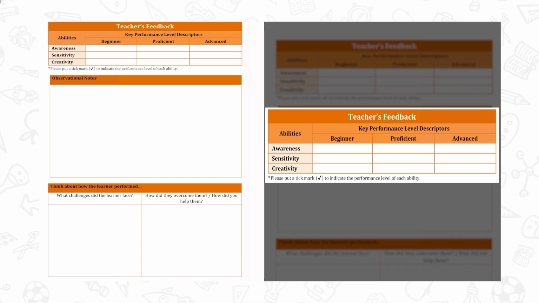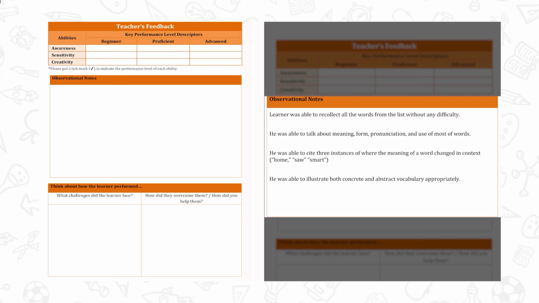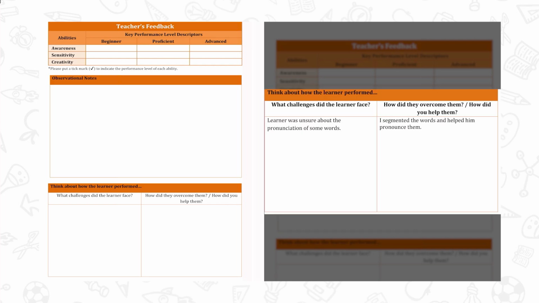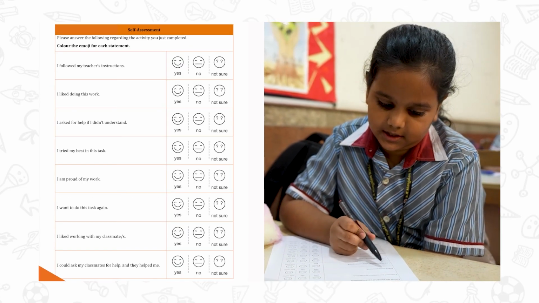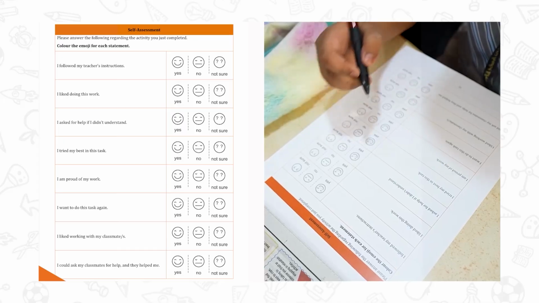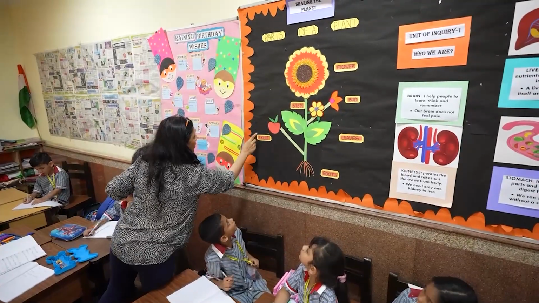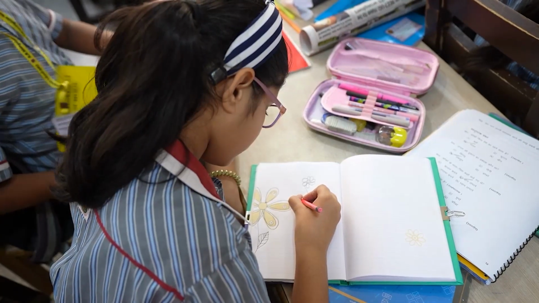Once the teacher observes a learner, they mark their performance on the grid for each ability. The teacher is encouraged to note down the challenges faced by the learners and how they overcame them. Self-assessment is an important aspect of holistic progress mapping. Learners are asked to assess their performance in the ability they have completed.